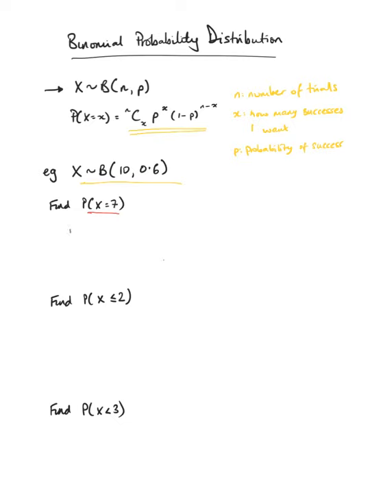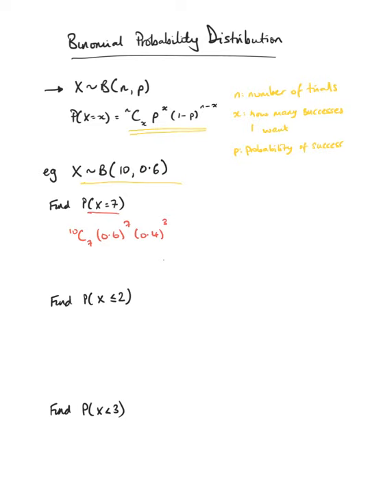So I'm just going to substitute these in. So I'll get 10C7 multiplied by 0.6 to the power 7 and multiplied by 0.4 to the power 3. Now that 0.4 has come from 1 minus 0.6. The two probabilities in brackets need to add up to 1. And the 3 has come from 10 minus 7. The two powers need to add up to the number of trials.